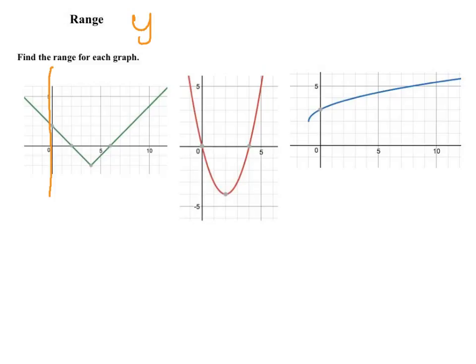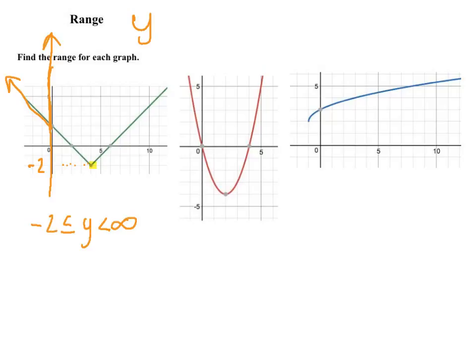Well, that's going to be this point right here. If I take that point and I go over to the y-axis, that's going to be -2. And then my graph keeps going up, so my y-axis is going to keep going up as well. So my range is going to be my y values less than infinity, but greater than or equal to -2.